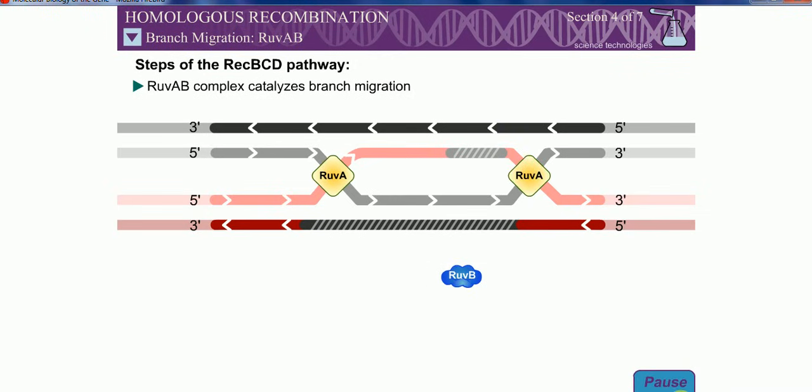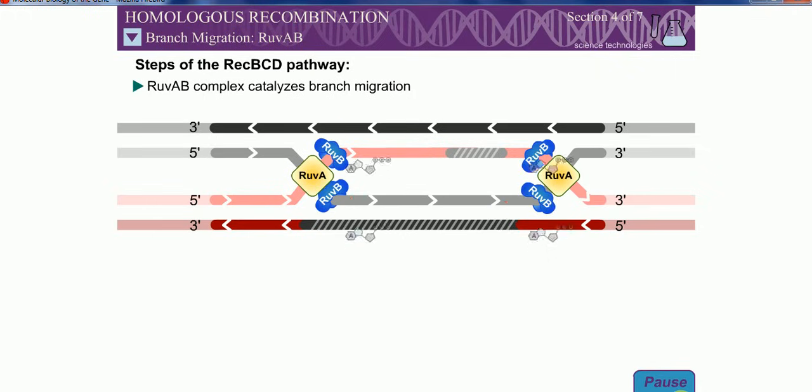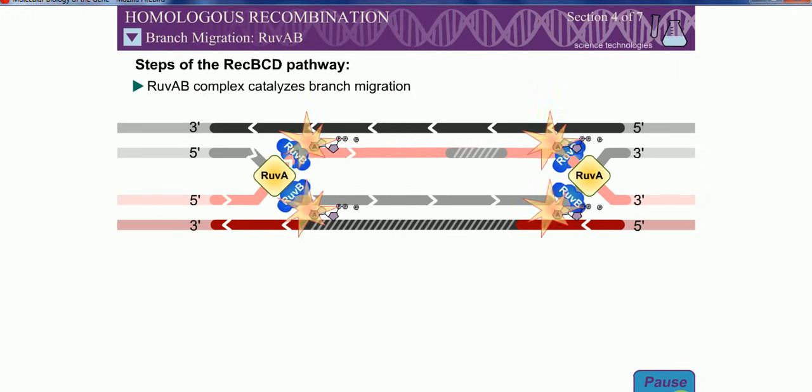RuvA protein is a DNA-binding protein that recognizes the gross structure of the Holliday junction, regardless of its specific DNA sequence. RuvA recruits 2 hexamers of RuvB to each Holliday junction to form RuvAB complexes. RuvB is an ATPase, and ATP provides the energy to drive the exchange of base pairs during branch migration.